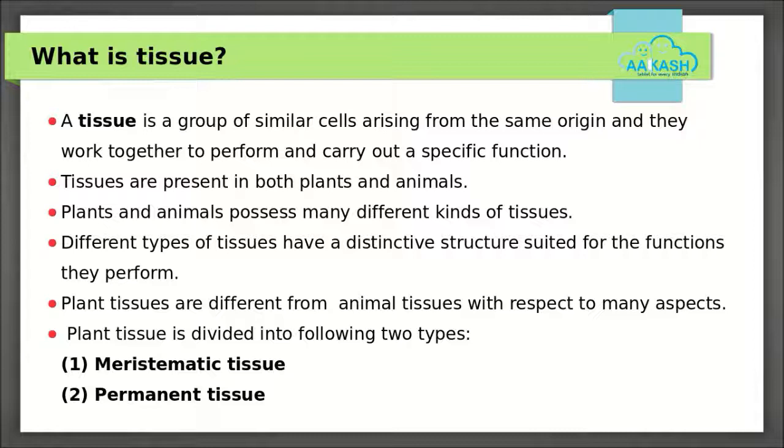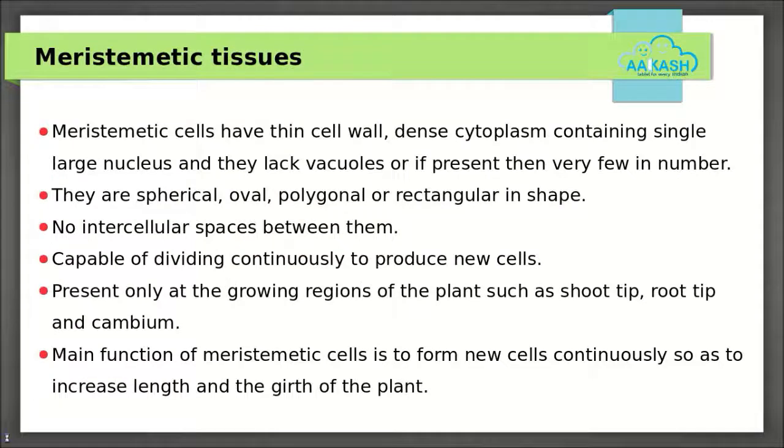Tissues are present in both plants and animals. Plants and animals possess many different kinds of tissues. Different types of tissues have a distinctive structure suited for functions they perform. Plant tissues are different from animal tissues with respect to many aspects. Plant tissues are divided into the following two types. Number 1, meristematic tissue, and number 2, permanent tissues.